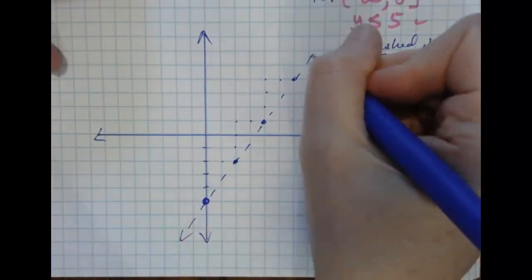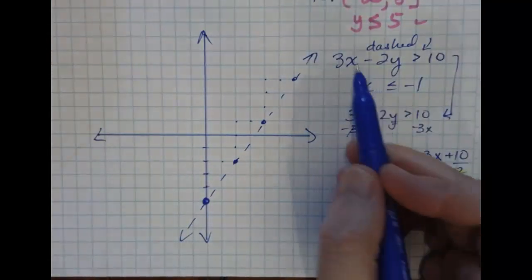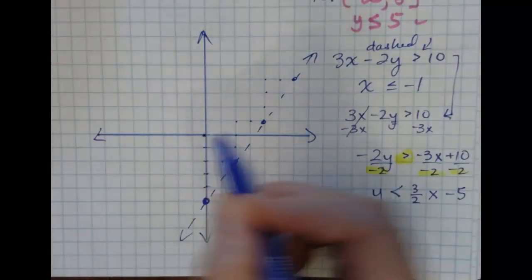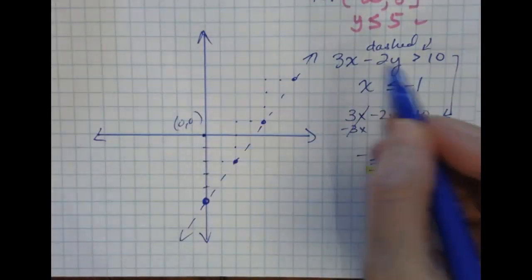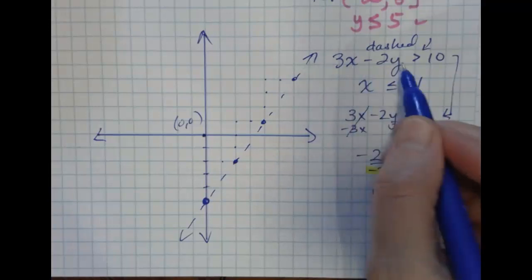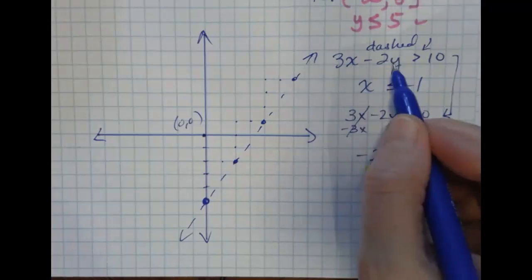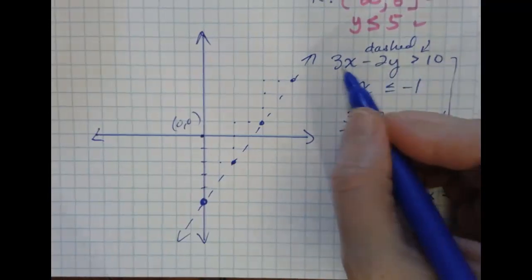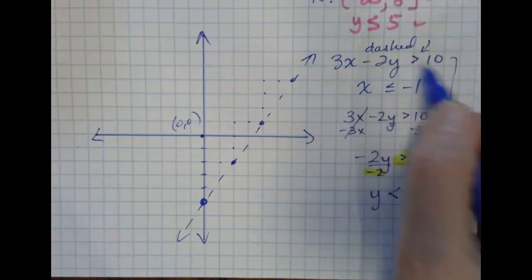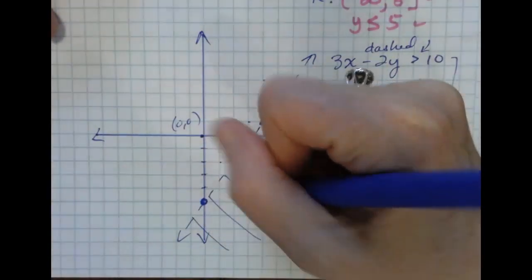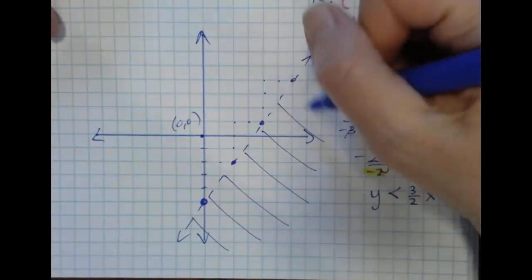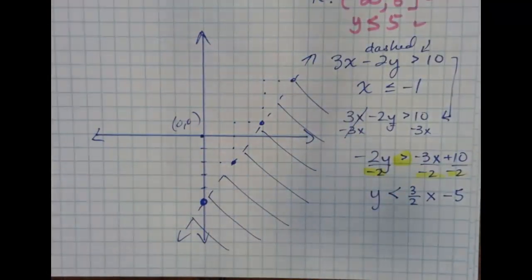Anytime we have inequalities, you need to do a test value. So let's plug in 0, 0, remember x 0, y 0, here and there. 3 times 0 is 0, 2 times 0 is 0, 0 minus 0 is 0. Is 0 greater than 10? That's a no. That means we will shade away from 0, 0. So there's the first line.